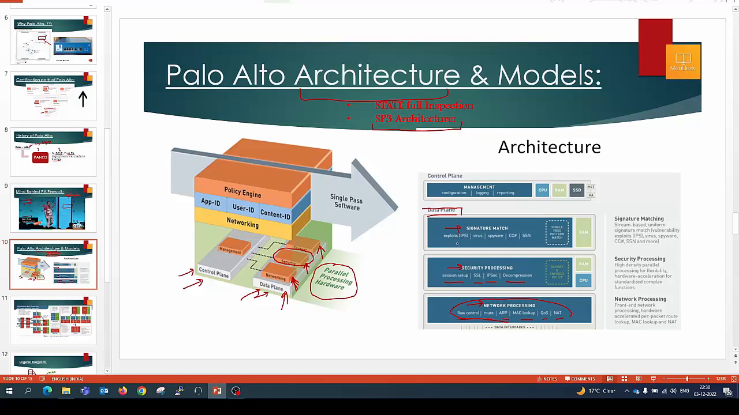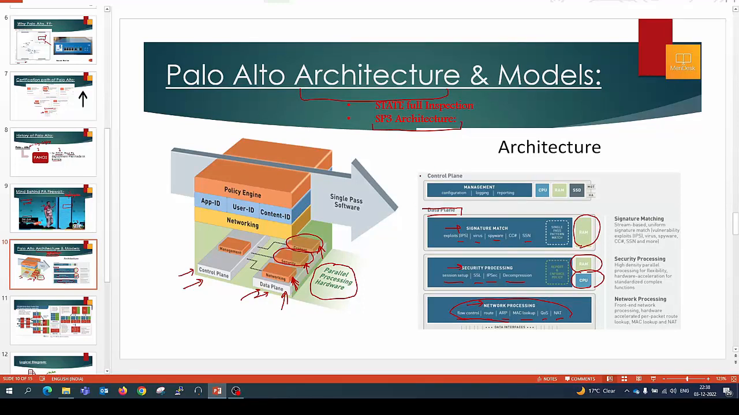If I talk about the IPS, viruses, spyware, and the SSN, these things will be done by your signature match processor, which is here, right? So all these CPUs will be working together, and these data plane CPUs will have a dedicated CPU and dedicated RAM with it, right? You can see a dedicated RAM and CPU over here also.